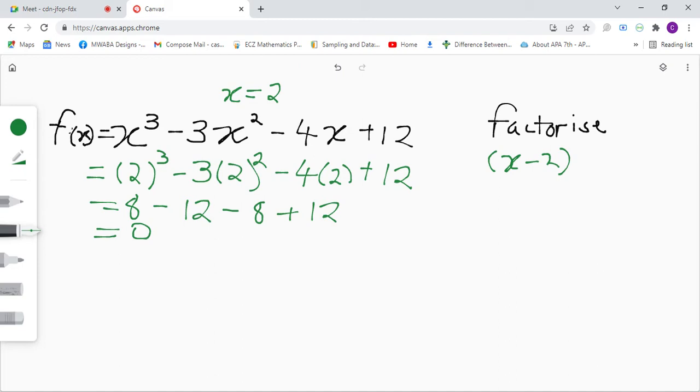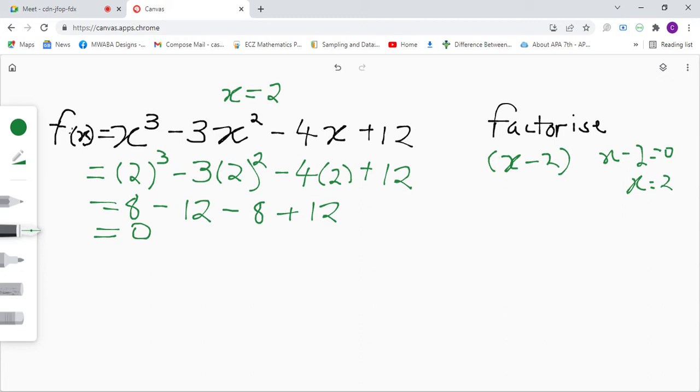If you remember, if we work backwards, and they tell us to use the factor theorem to show that x minus 2 is a factor of this polynomial, you would say x minus 2 equals 0, and therefore x is going to give you 2. And we have seen that when we put 2 into this polynomial, we get 0.